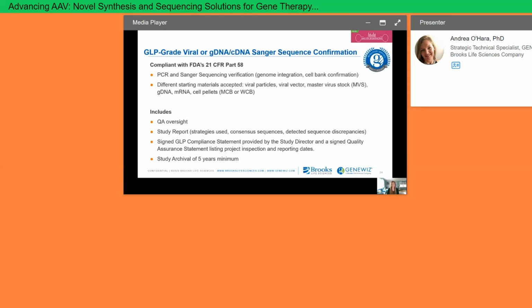And again, with the GLP grade Sanger sequencing confirmation, this entire project will include QA oversight, a study report, signed GLP compliance statements, and archival study analysis of 5 years at a minimum.